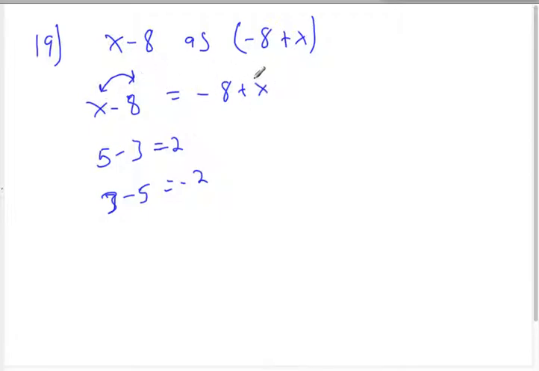But the x is still positive and the 8 is still negative. It's when you actually switch the sign that you have a negative thing. So notice the 5 here becomes negative 5 and the negative 3 becomes 3. So the opposite of x minus 8 is 8 minus x.